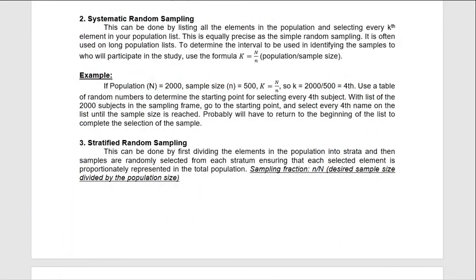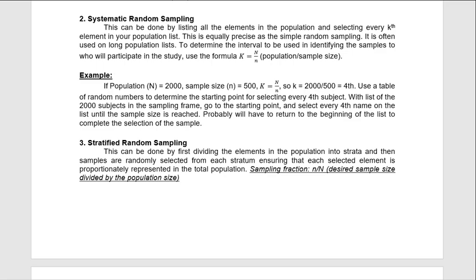Next, we have systematic random sampling. This can be done by listing all the elements in the population and selecting every kth element in your population list. This is equally precise as simple random sampling. It is often used on long population lists and to determine the interval to be used in identifying the samples who will participate in the study. You will use the formula k equals population size divided by sample size.